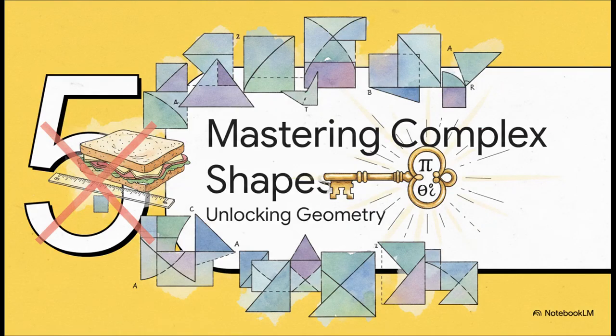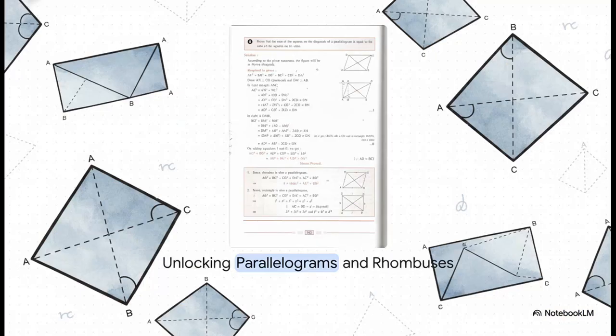Which brings us to Section 5, Mastering Complex Shapes, Unlocking Geometry. You might be wondering, how do we handle shapes that aren't right-angled triangles? What about a slanted parallelogram or a diamond-shaped rhombus? Well, it's actually incredibly simple. By drawing diagonal lines across these four-sided shapes, or just dropping perpendicular lines straight down from their corners, we instantly chop them up into multiple, easy-to-solve right-angled triangles.